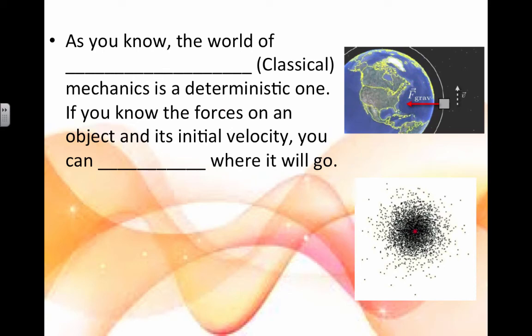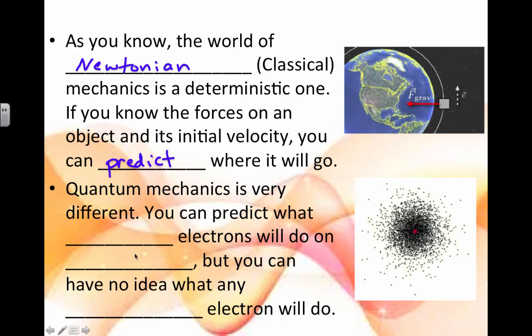So this kind of seems strange at first, doesn't it? The world of Newtonian mechanics, classical mechanics that you learned in physics, is a deterministic world. If you know the forces on an object and its initial velocity, we can predict with a high degree of accuracy where that object will go. But quantum mechanics is very different. We can predict what most electrons will do on average. But really, we have no idea what any individual electron will do.